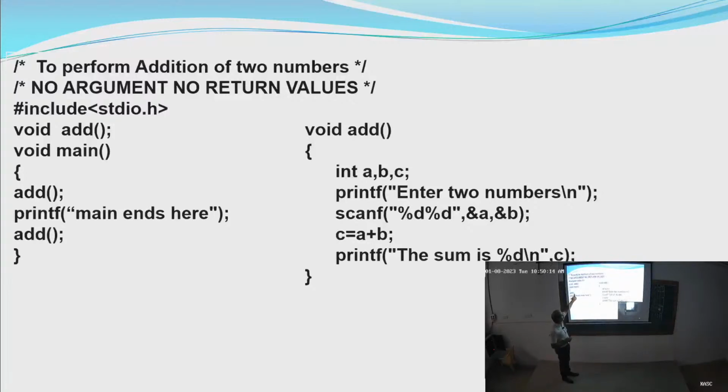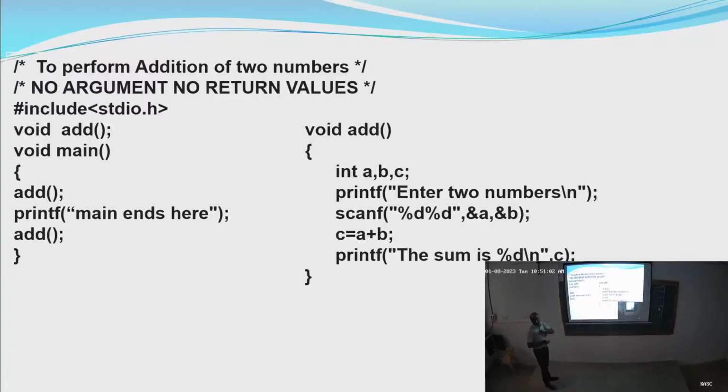Once the function is called, the control goes over there and executes these statements. Here we declare 3 variables A, B, C of type integer, read any 2 values, the A value and B value, using the scanf statement, and do an assignment. The result of the right hand side expression will be assigned to the left hand side variable C, and printf prints the sum value. After that, control returns to the calling function. This is the calling function, this is the called function. After completing this function, the control returns to the calling function and executes the next statement, printf, main ends here. Then the program will be terminated.